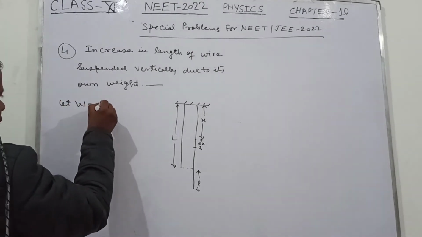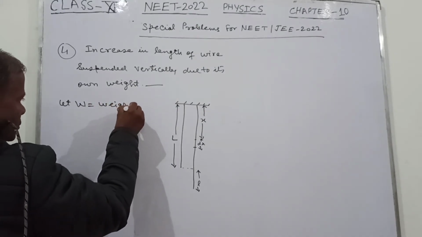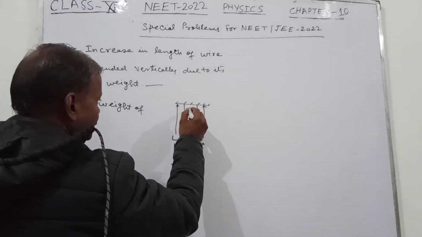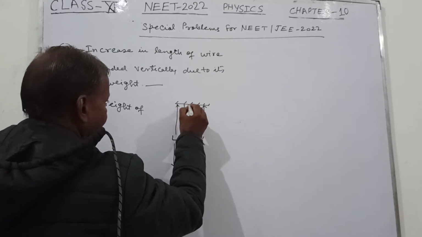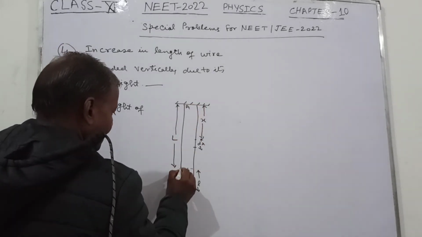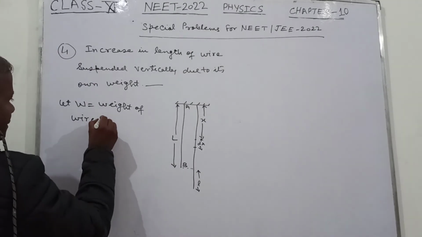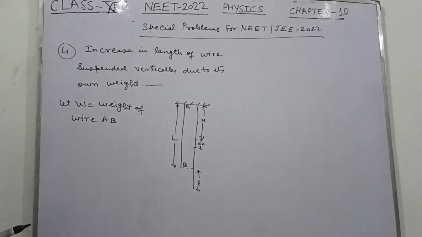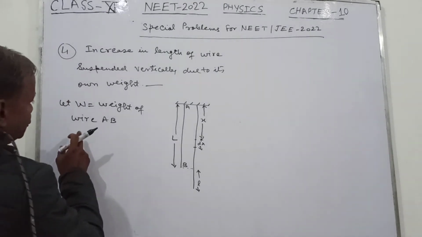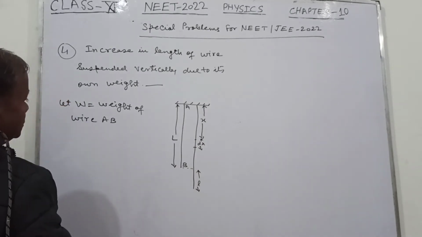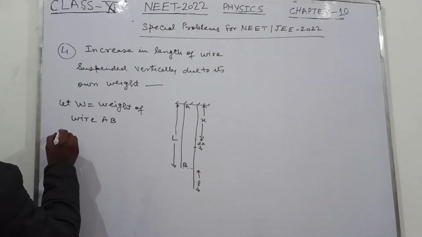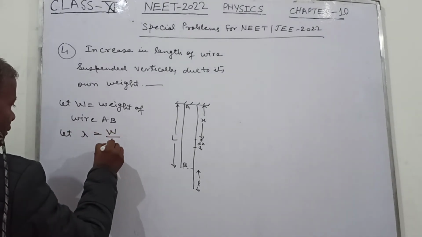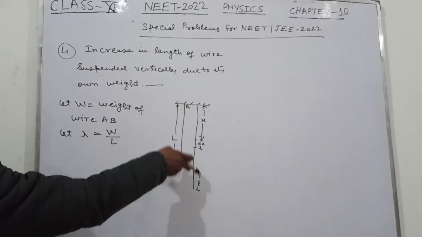Let W equal the weight of wire. Suppose we take this AB of wire AB. So this weight will be divided along this length. So let lambda equal W upon L. This is the weight per unit length of this wire.